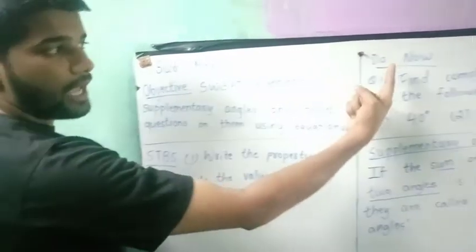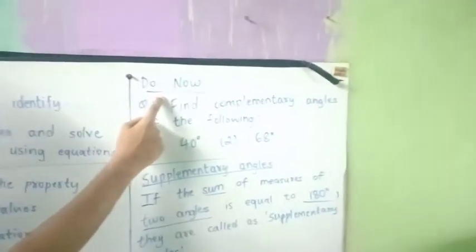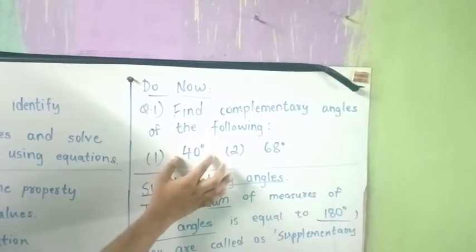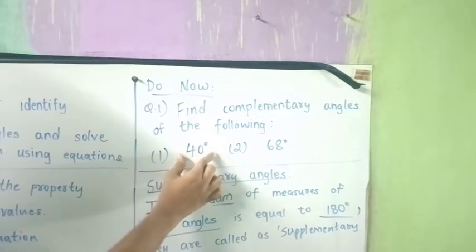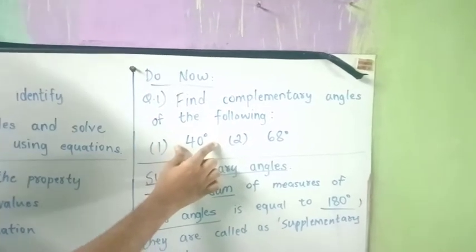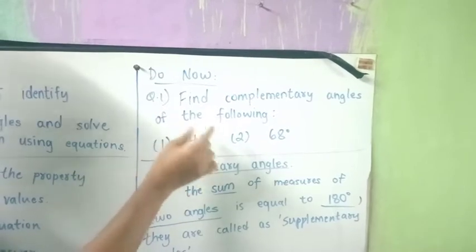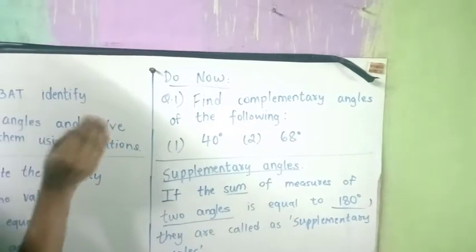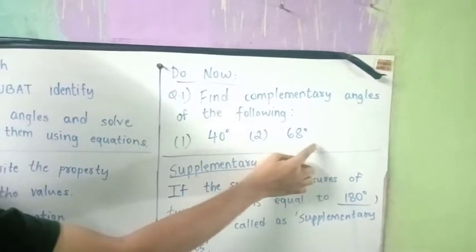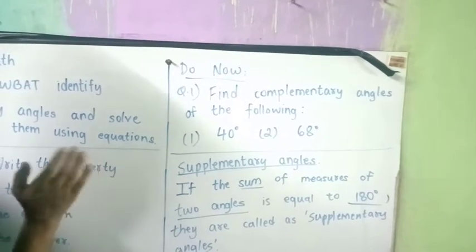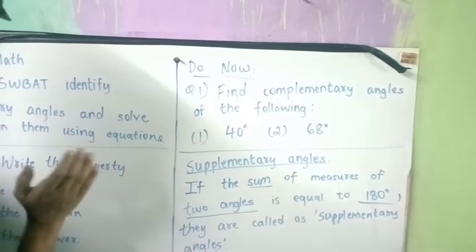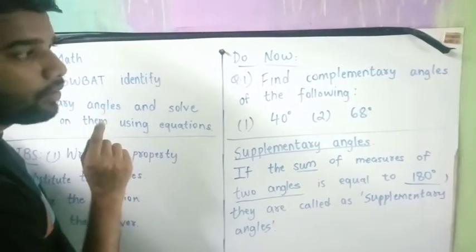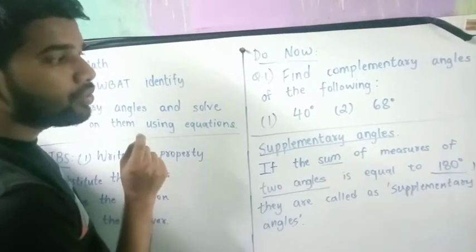Now let's go back to our recap questions. Find complementary angles of the following. This is one angle, you have to find the pair of this angle. Okay, so what can be the complementary angle of 40 degrees? Use an equation and write down the answer. This 68. So these are your two do now questions. Pause your video here, copy down these do now questions in your notebook. Follow the steps which I have shown you in our previous objective, in our previous class, and find the answers of these two.